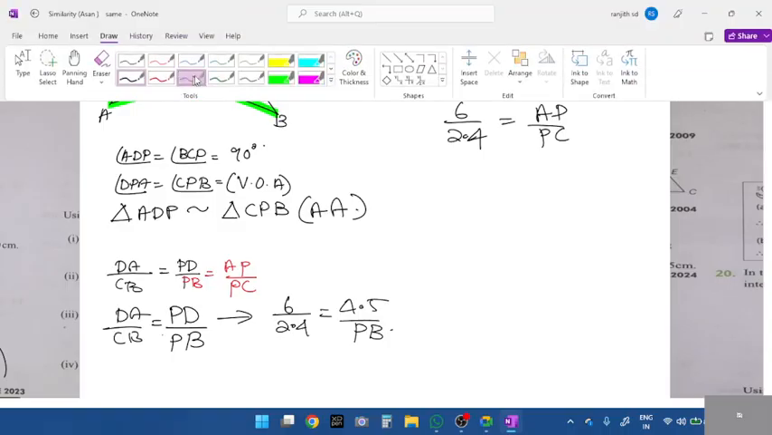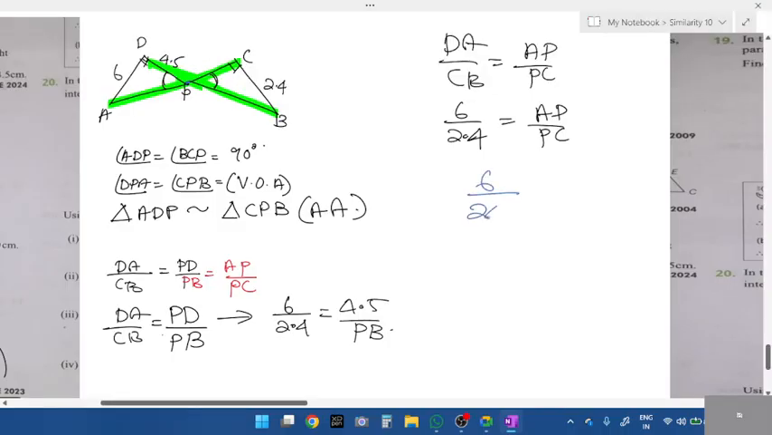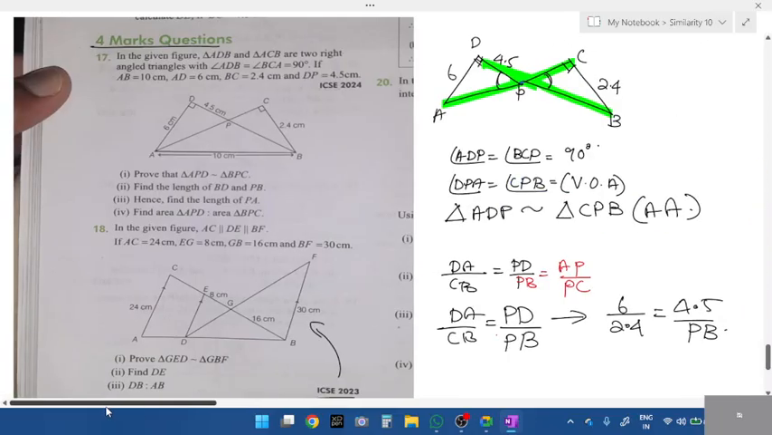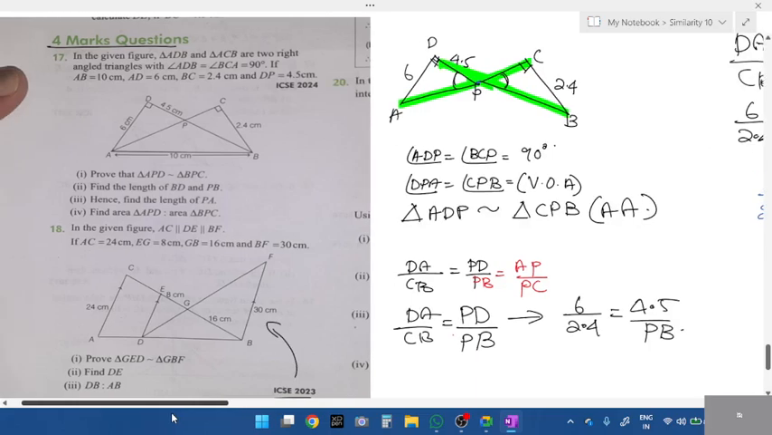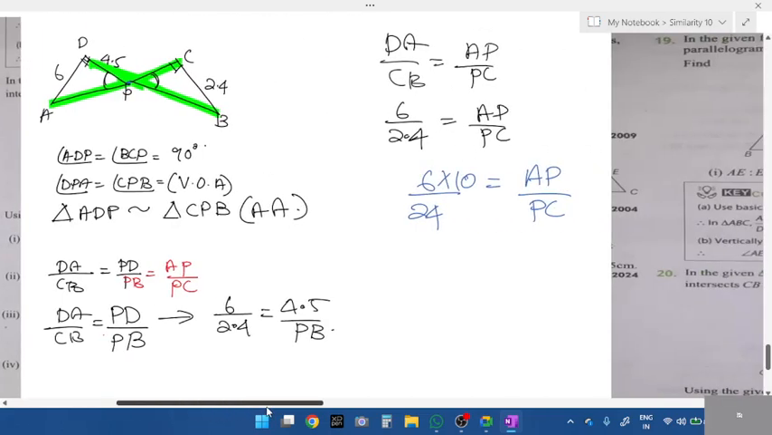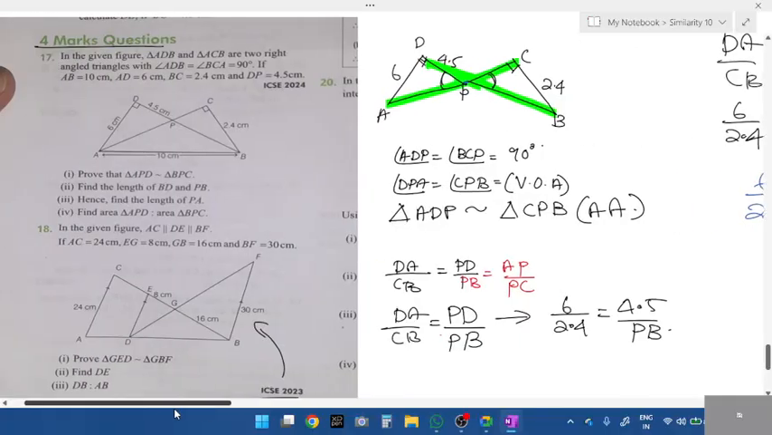Remove the decimal for 2.4. You can write 60 by 24, 10 would go to the top. What have they asked us to find? Prove. We have proved it. Find the length of BD and PB. Yeah, we'll get the answer. Find the length of PA. Even PA, we also get the answer.